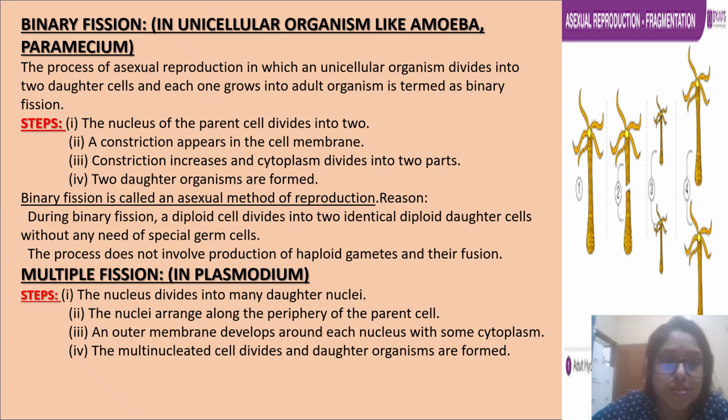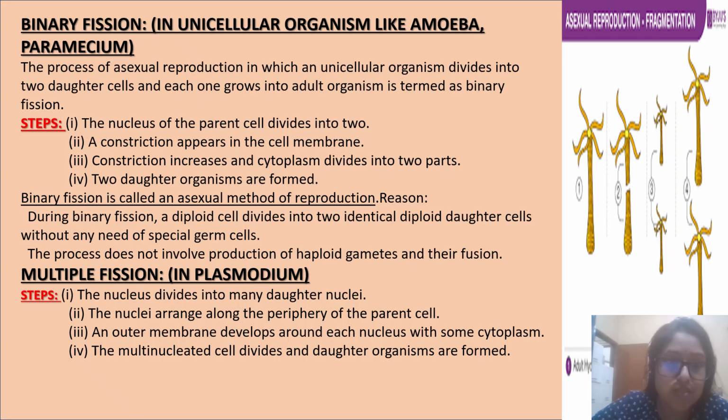Description. The process of asexual reproduction in which a unicellular organism divides into two daughter cells and each one grows into an adult organism is termed as binary fission. Steps. The nucleus of the parent cell divides into two. A constriction appears in the cell membrane. Constriction increases and cytoplasm divides into two parts and two daughter organisms are formed.